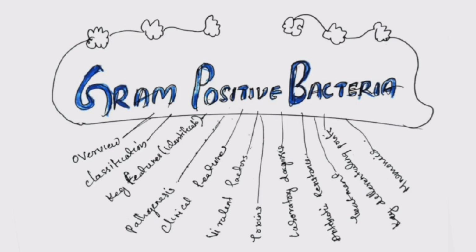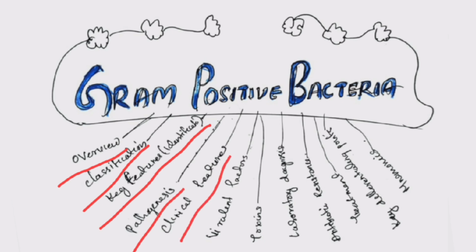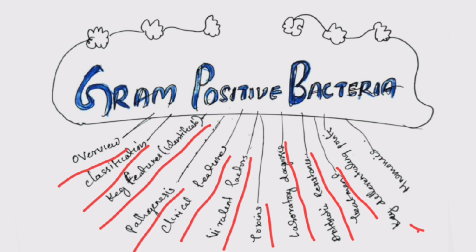Welcome to this session. In this lecture, we are going to cover gram-positive bacteria in detail. We'll start with an overview and classification, then move through their key features, pathogenesis, clinical importance, virulence factors, and toxins. After that, we'll look at laboratory diagnosis, antibiotic resistance, and treatment. Finally, we'll highlight the key differentiating points of each bacterium so you won't feel any confusion while studying. I'll also share some helpful mnemonics to make learning easier and more memorable.